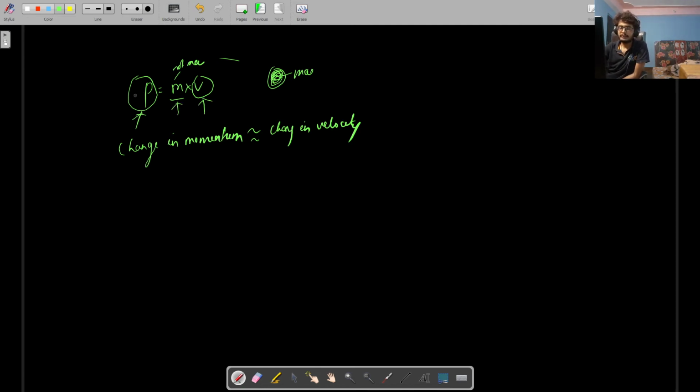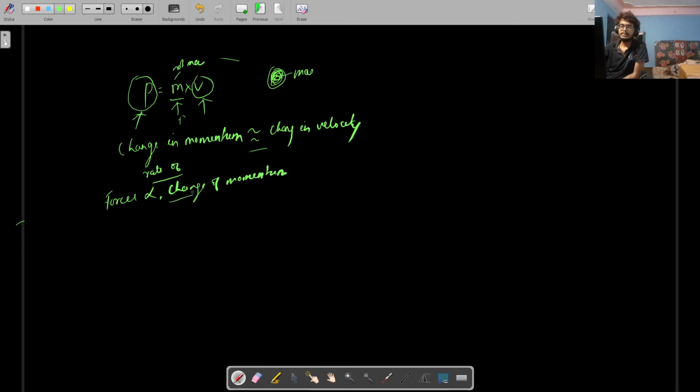So change in momentum is directly tied to change in velocity. Mass will not be affected by change in momentum. If you have the same body, the same material, then the mass will not change even if the momentum changes. So momentum change will only affect the velocity. Only if there is some velocity change, there will be a change in momentum, right? So according to Newton's second law of motion, force is directly proportional to rate of change of momentum.